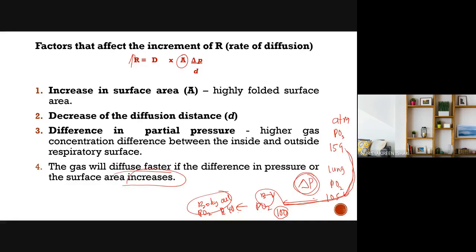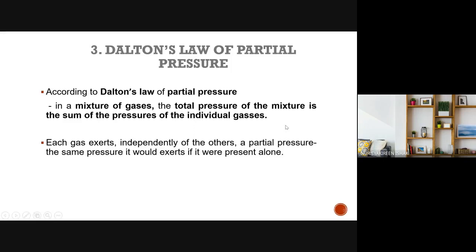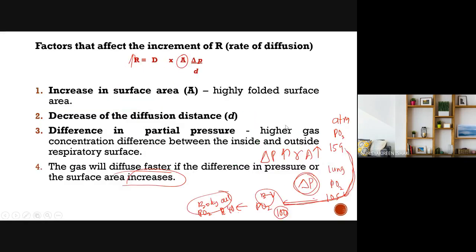So maksudnya delta P dan juga A increase. Okay, tu tadi Fick's law. Okay, yang ni semua melibatkan Fick's law.